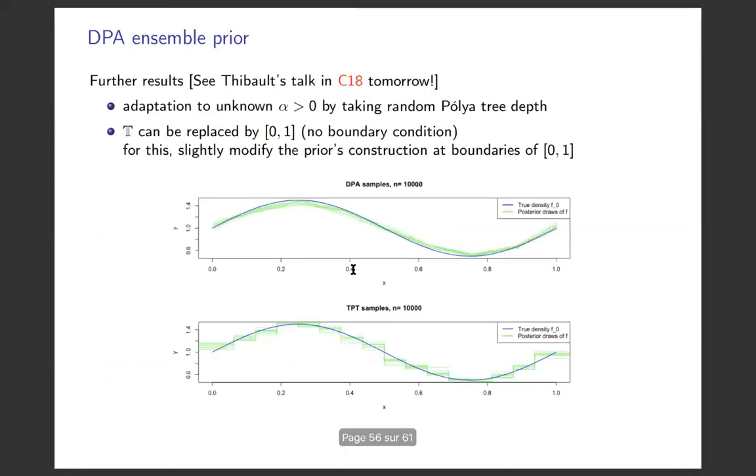Okay. All right. So just to conclude, if you are interested, Thibaut is talking about it in contributed session 18 tomorrow. He'll talk also about further results. You can actually remove this torus condition by slightly modifying the prior. And here is a little picture of this smoothing effect. I don't have much time to explain it, but you can see that compared to a truncated Polya tree, you get a much smoother curve in the forest example.